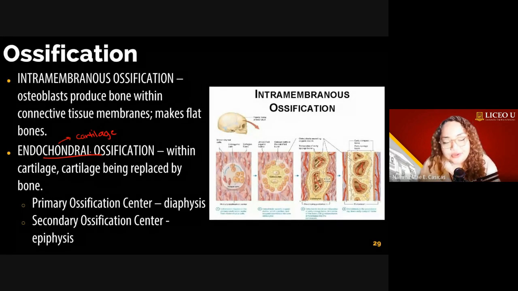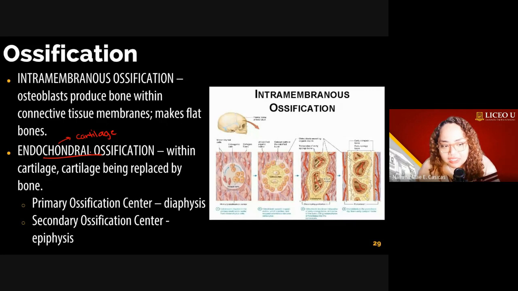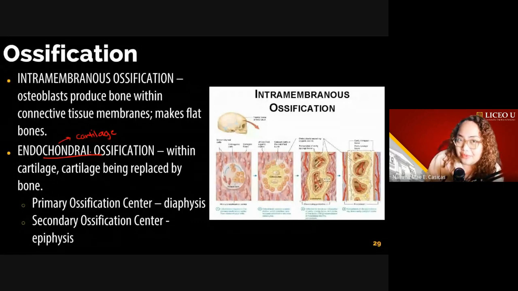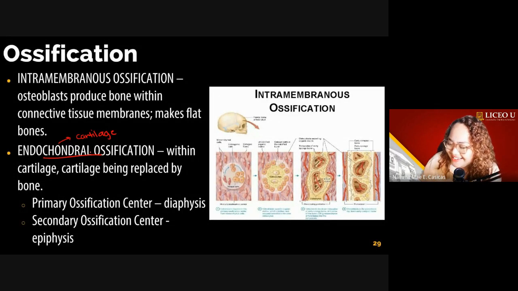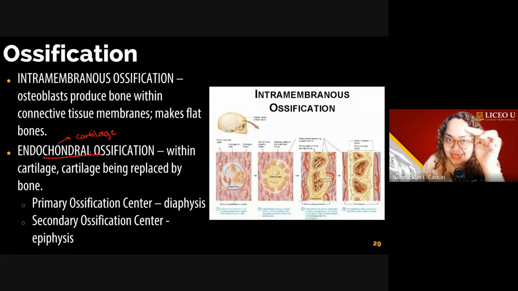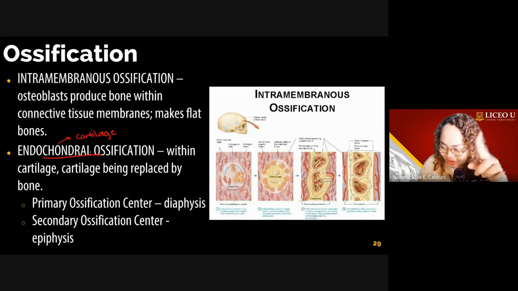So, your endochondral ossification has two classifications. You have the primary ossification center, which is focused on the diaphysis of the bone. Diaphysis meaning the body of the bone. And then you have the secondary ossification center, which is more focused on the epiphyses of your bones, meaning from one end to the other end of the bone.